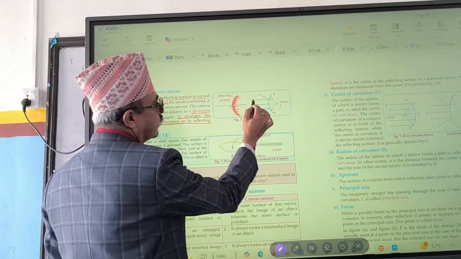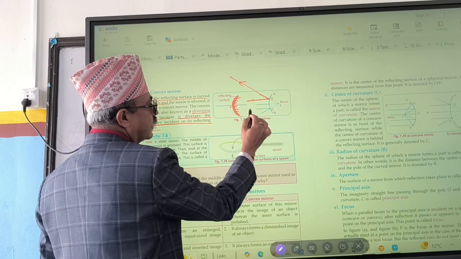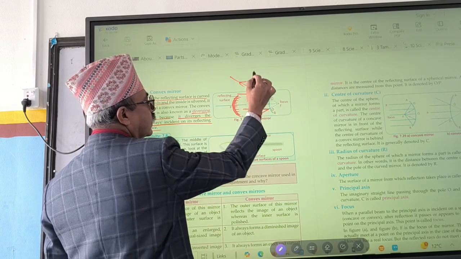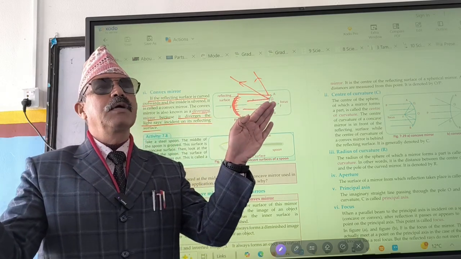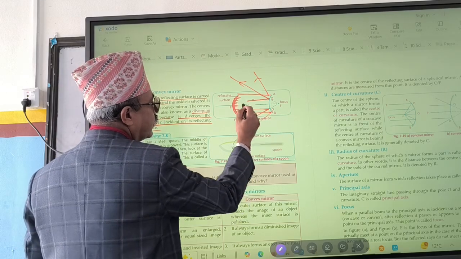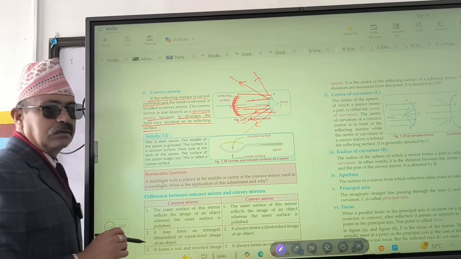Diverging means, look here. Rays are falling here, going this side. Again, rays falling here, going this side. And the ray falls on it, goes like this. Are they planning to meet or are they planning to go away? They are going away, not only planning, they are going away. So, such a type of mirror is called diverging mirror.